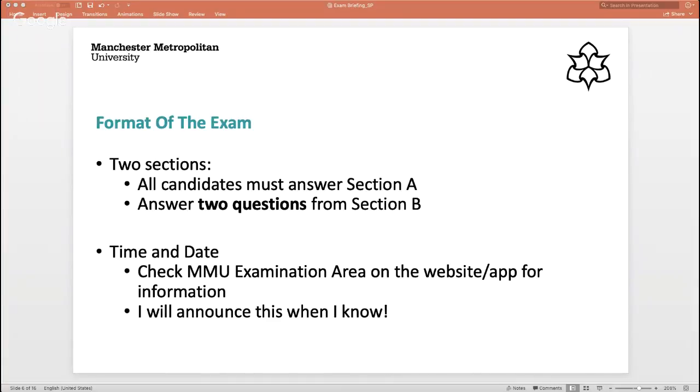But the format of the exam is you're going to have a 2-hour exam. It's going to be within the exam period, and it's going to be an open book exam, a seen exam, and you have to answer section A and 2 questions from section B. So hopefully that's really clear to you.